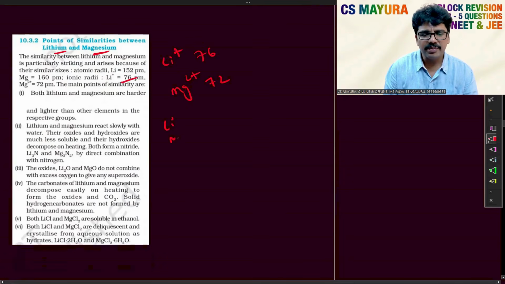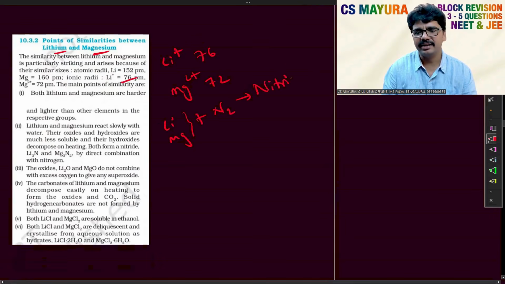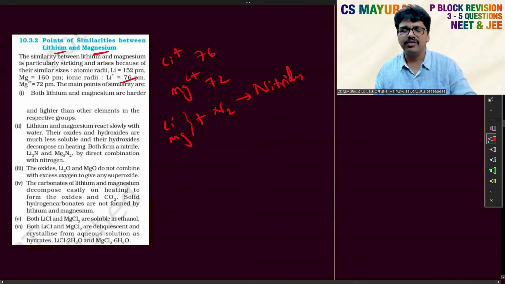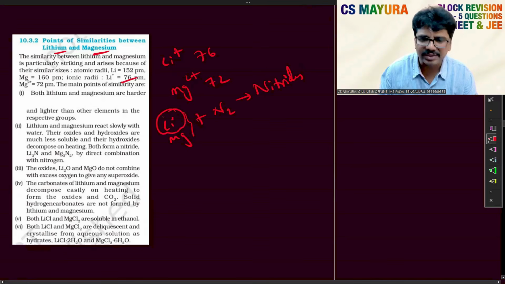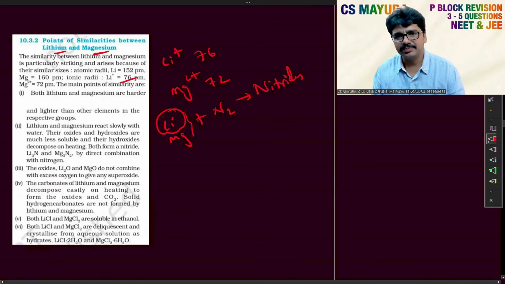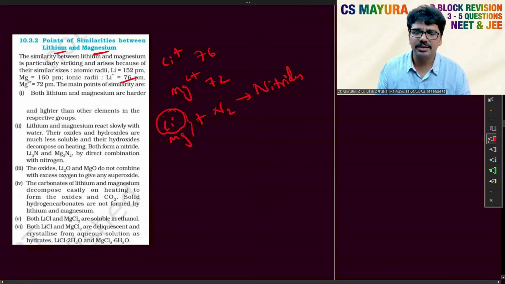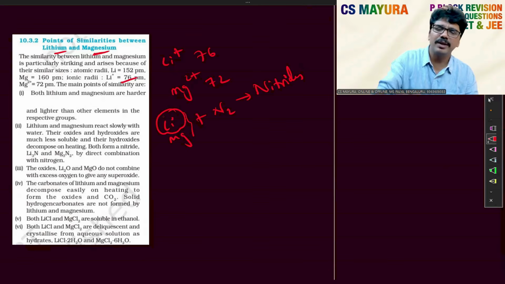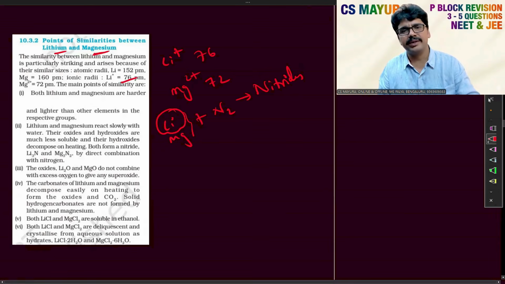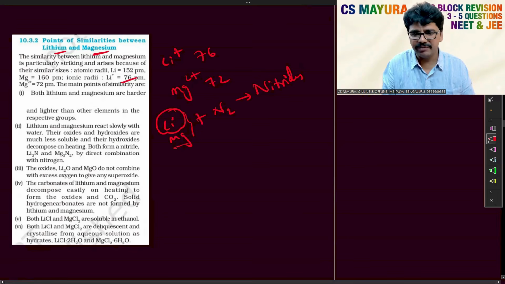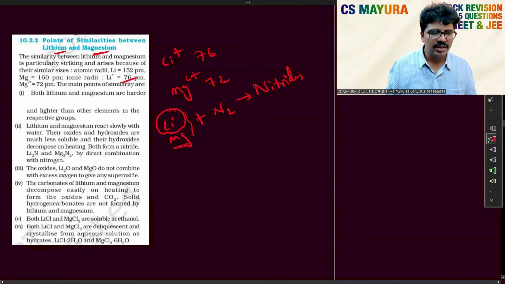Lithium and magnesium directly combine with nitrogen to form their nitrides. But the other first group elements, cesium, rubidium, potassium, can't combine with nitrogen. Second group elements can combine with nitrogen directly on heating. But except lithium, other first group metals cannot combine with nitrogen directly. So it is the diagonal relationship with magnesium, that is the anomalous property.